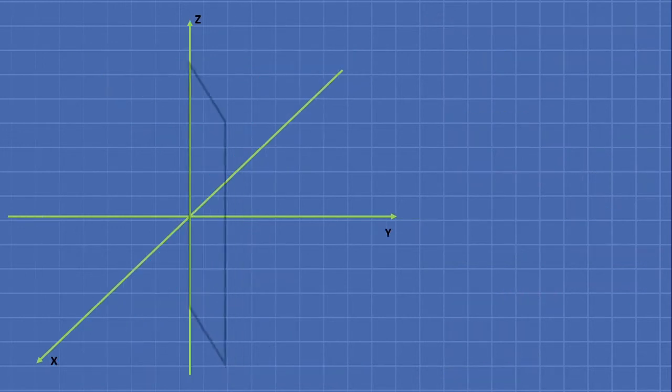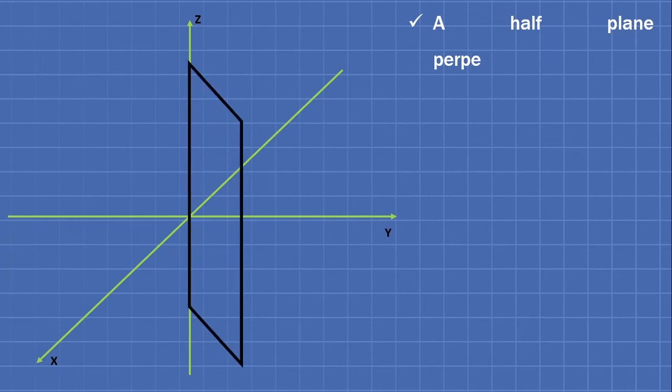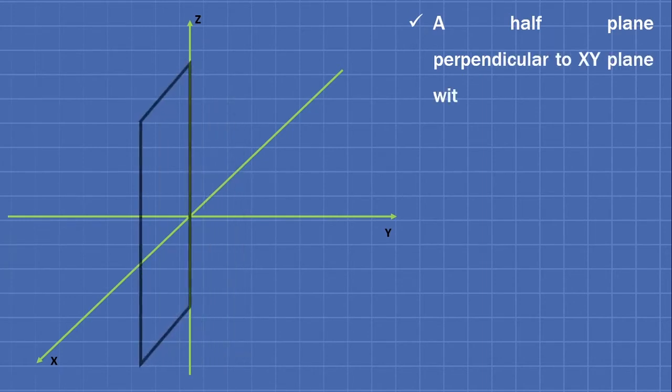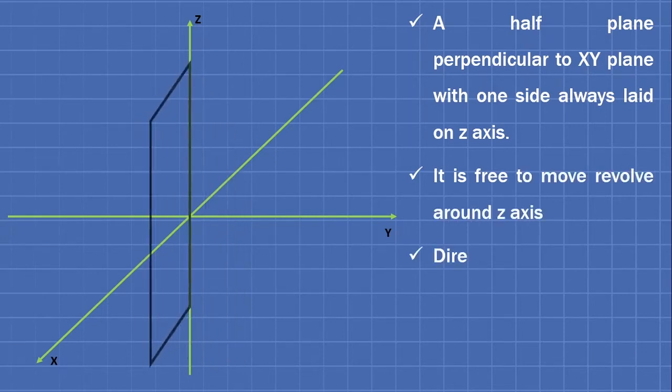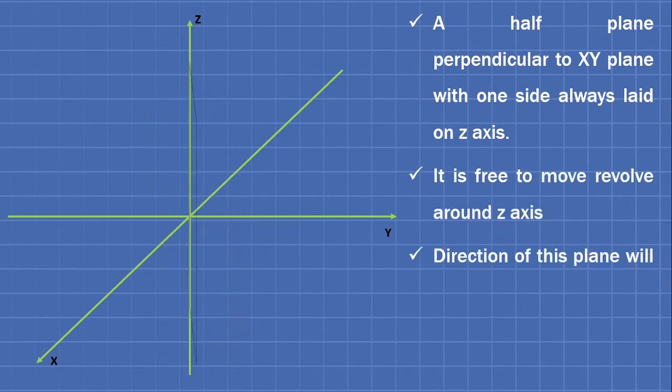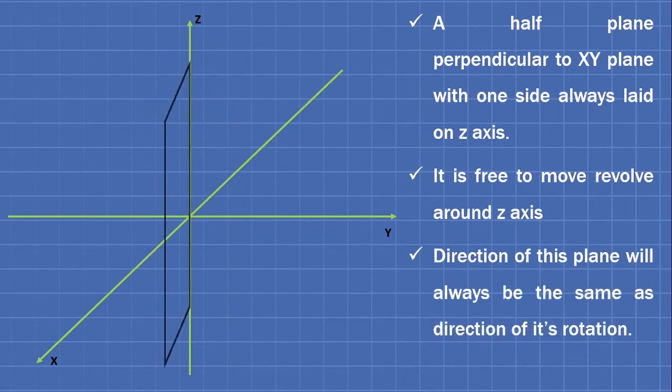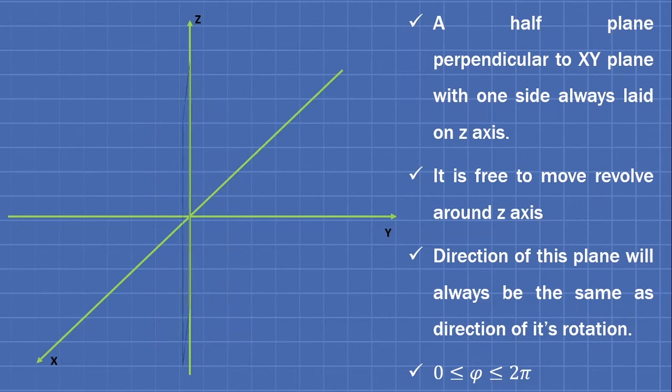The third surface of interest is a half plane perpendicular to the xy plane with one side always laid on the z-axis. It is the same half plane that we have learned in the cylindrical coordinate system as well. It is free to revolve around the z-axis. The direction of this plane will always be the same as the direction of its rotation.